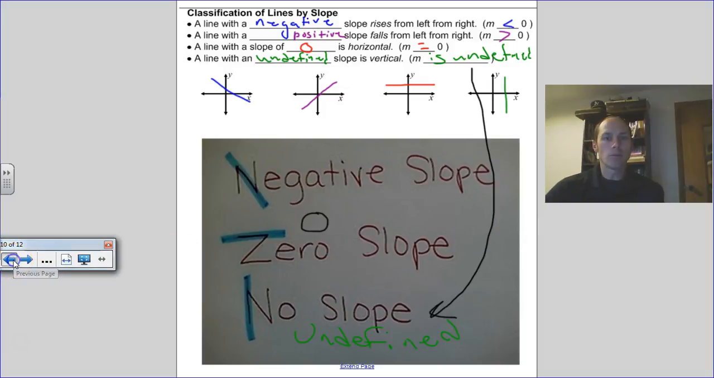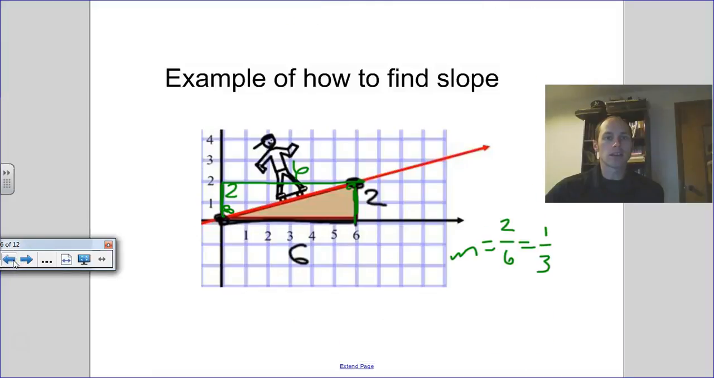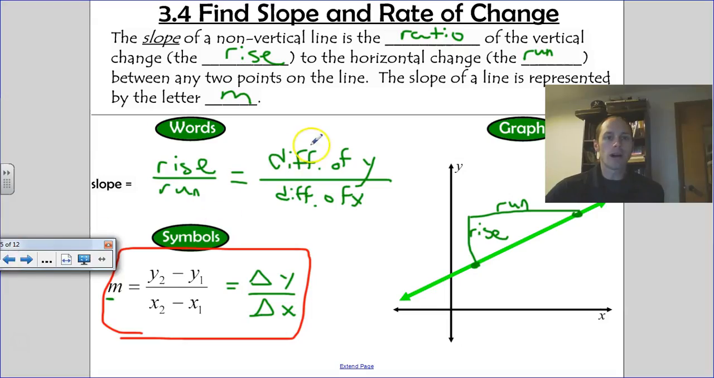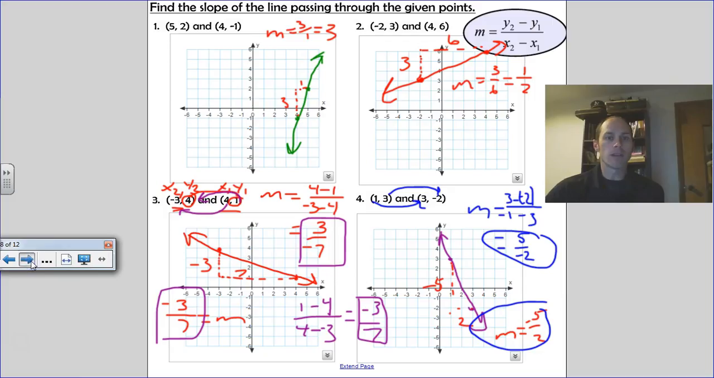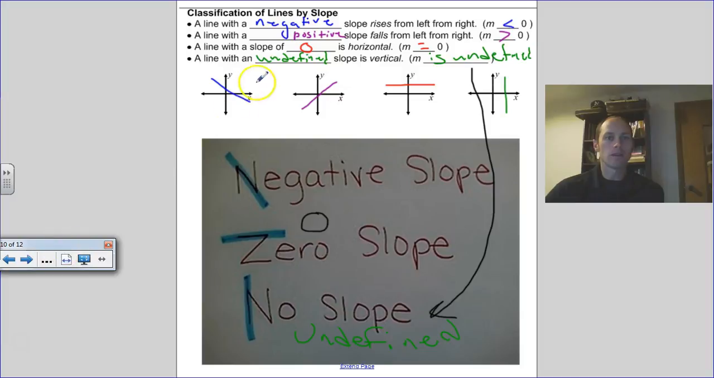Okay, so let's remember those key parts. When we find slope, just sing that song in your head. It's the difference of the y and the difference of the x. Divide the two and then reduce. Then you got slope. So the rise and the run. And we find the 4 major categories of slope: a negative slope, a positive, a 0, and undefined or no slope.